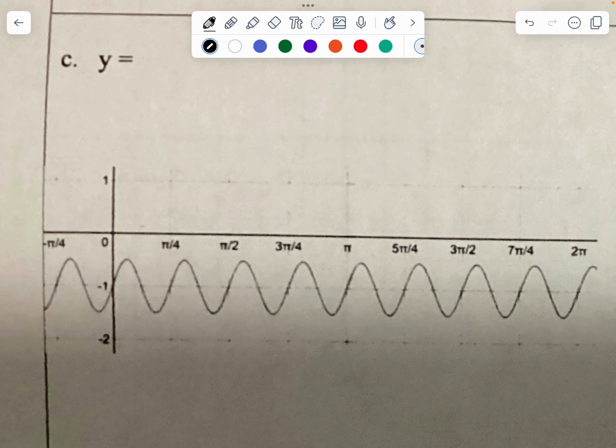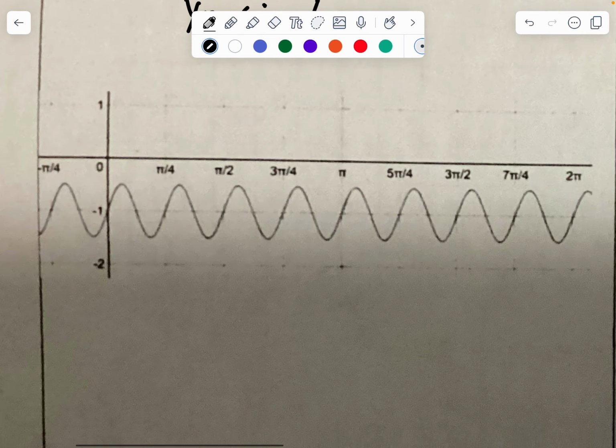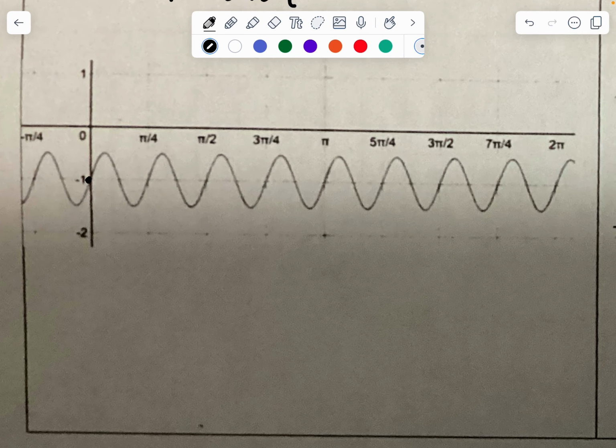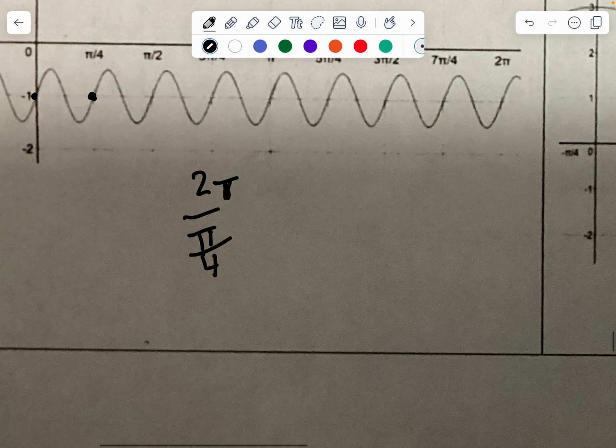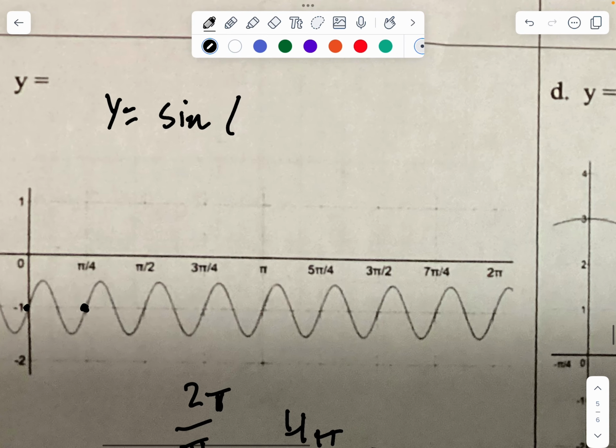I'll try to go a little faster. y equals, amplitude is 1, so you don't write anything. Sine. b value. What is our period from here to here? Pi over 4. So 2 pi over pi over 4, simplify it to 4 pi over pi equals 4. Our b value is 4x. And then it's shifted 1 down, minus 1.